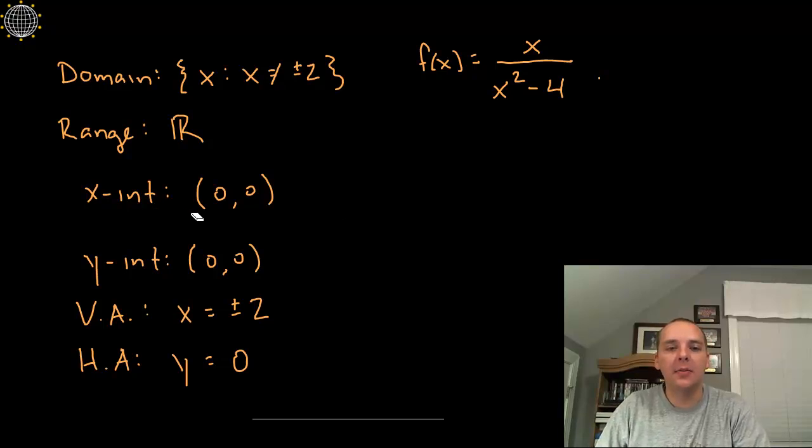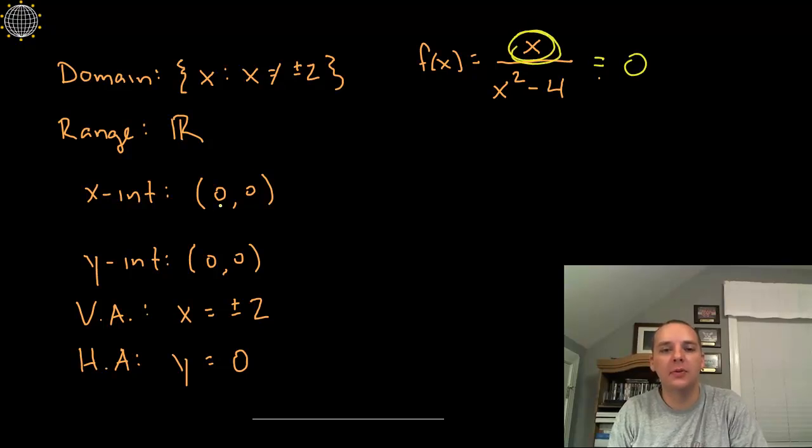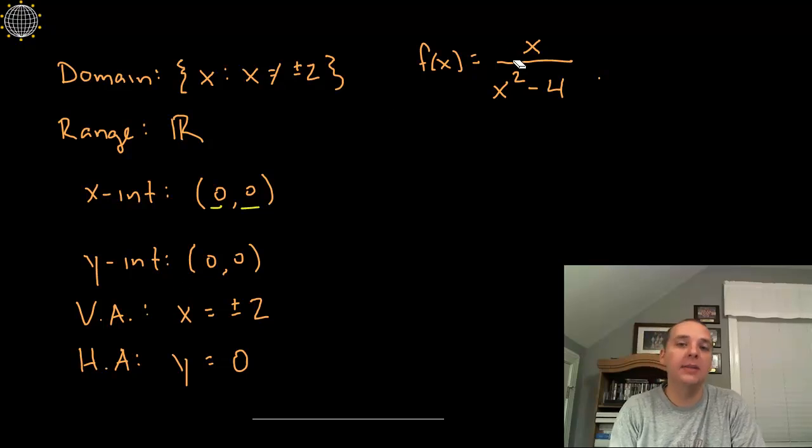The x-intercept you can get by setting the function equal to 0. And so if you set this guy equal to 0, the only place this would be 0 is if the numerator was 0. So (0, 0) is the x-intercept. And on the other hand, if you want the y-intercept, you'll let the x be 0, in which case you also get (0, 0). So the x and the y-intercept match.